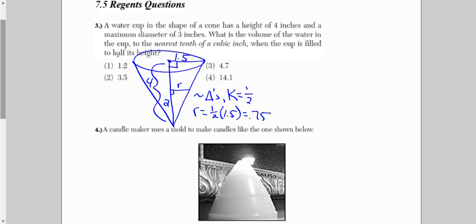Everybody get it? What'd you get? 4.7. What do you guys think? Tyler, you don't think so? What do you get? I got 1.18, which, you know, 1.2 is around one of the choices, right? So let's take a look at that. So volume equals 1/3. Did you forget the 1/3? I did. 1/6 of the total, because it's half.